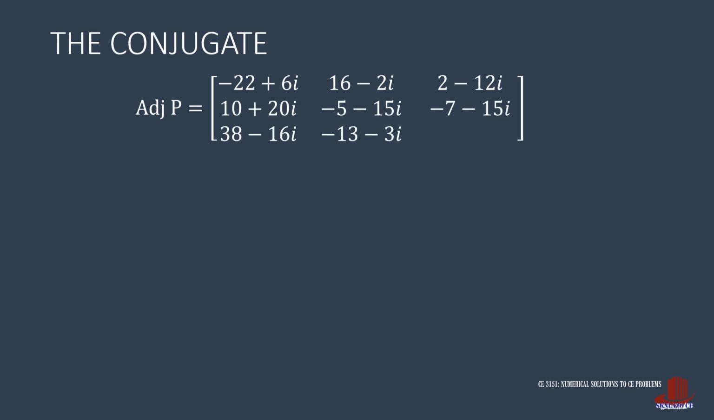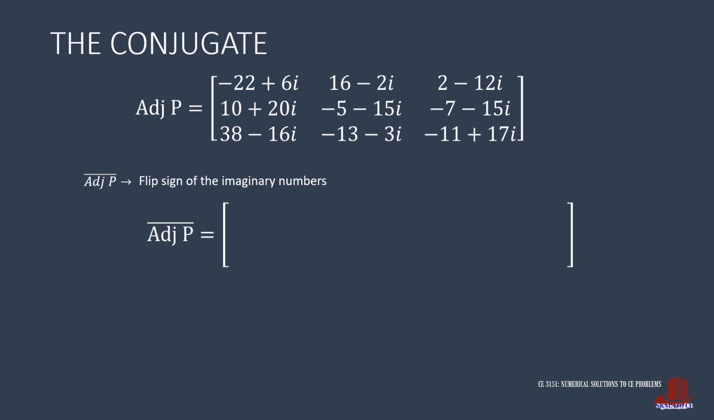After identifying adj P, we can then tackle the bar on top, which means conjugate. Taking the conjugate of adj P is simply flipping the signs of the imaginary numbers of the matrix. Thus, for adj P bar, element 1, 1 is negative 22 plus 6i, element 2, 1 is 10 minus 20i, and element 3, 1 is 38 plus 16i.